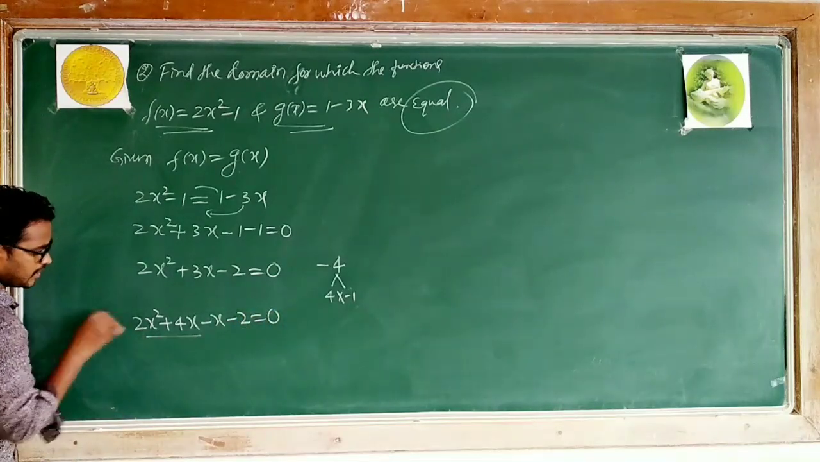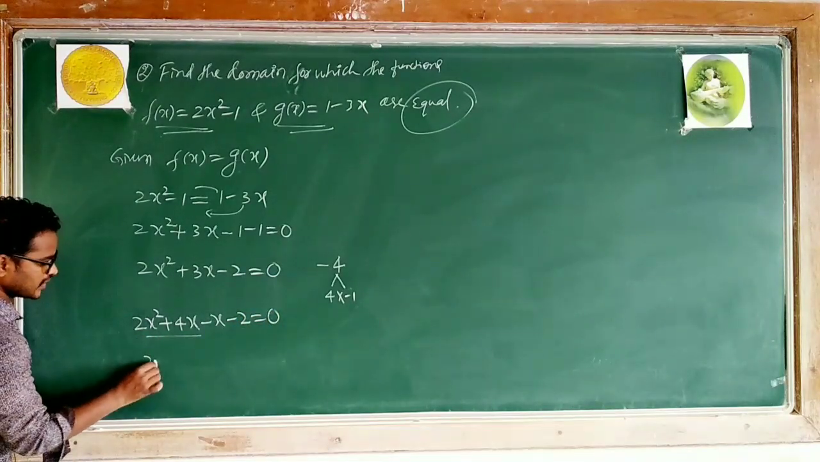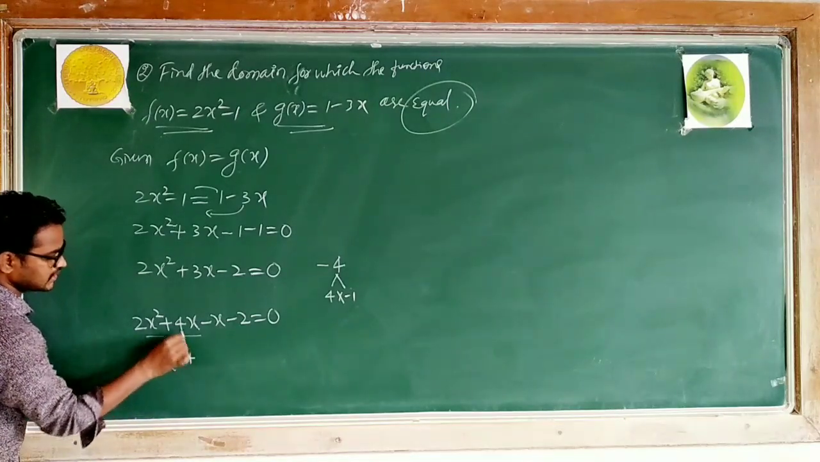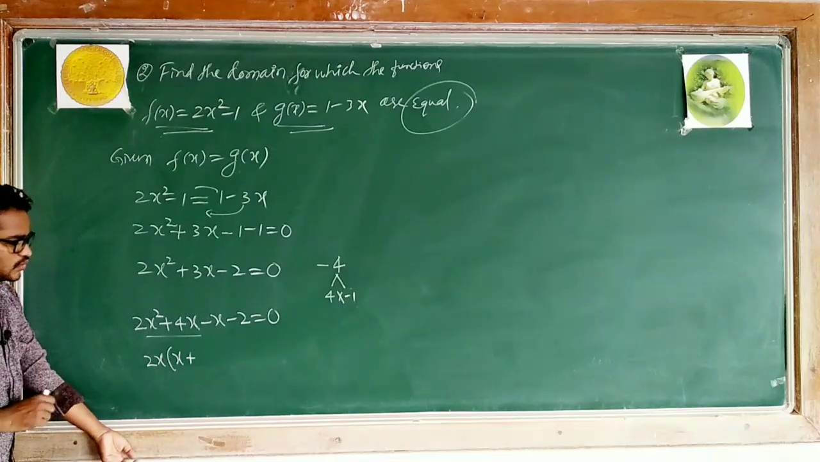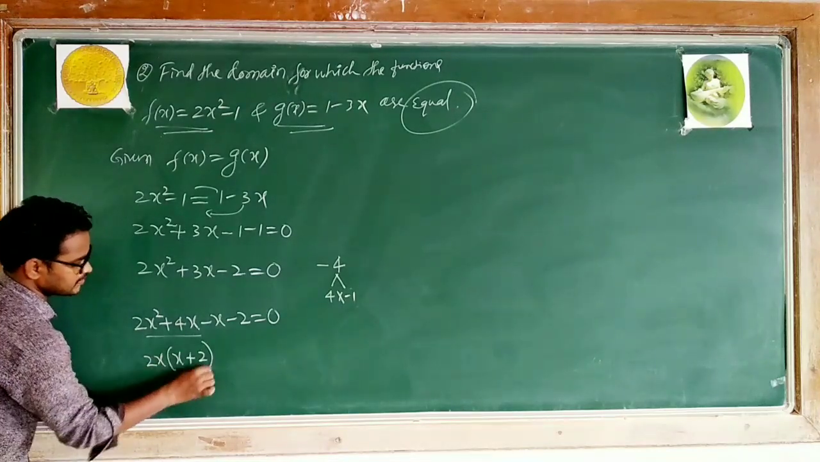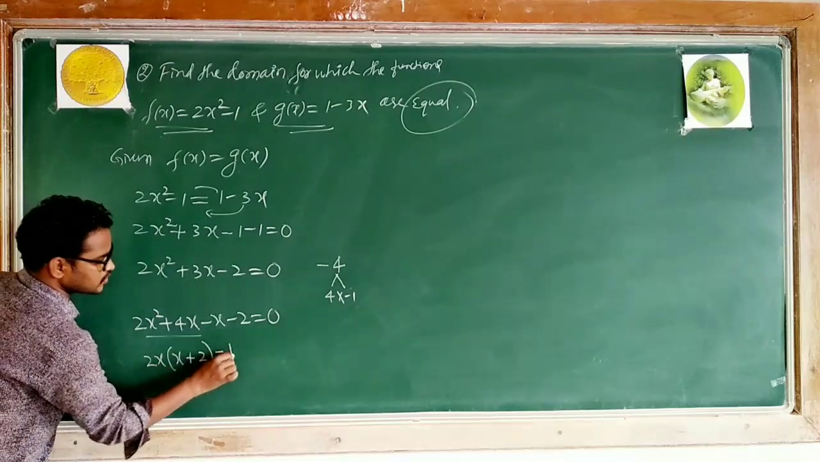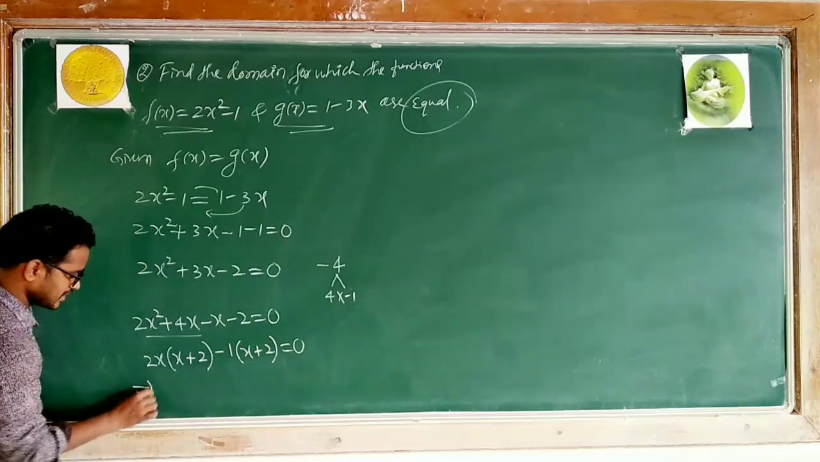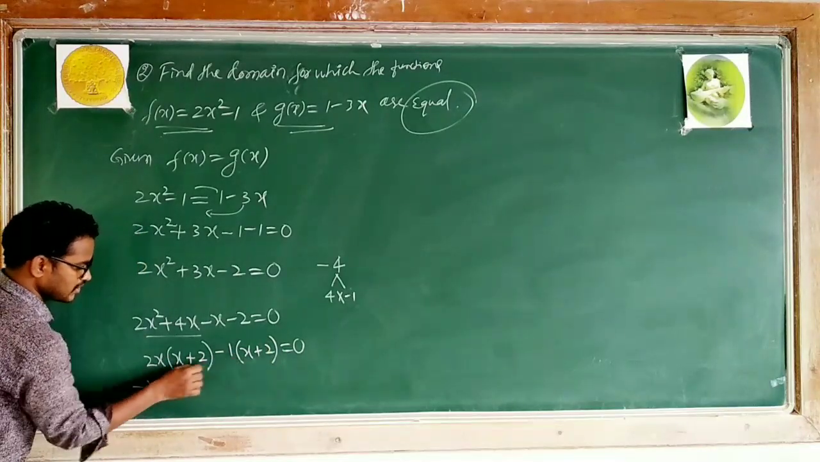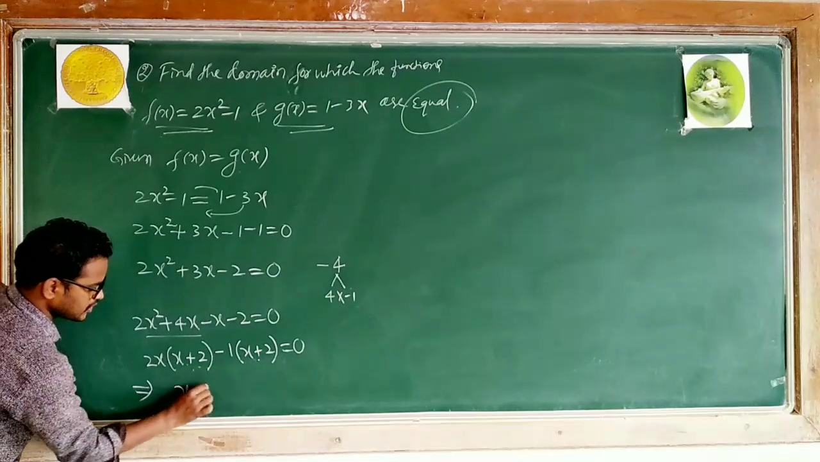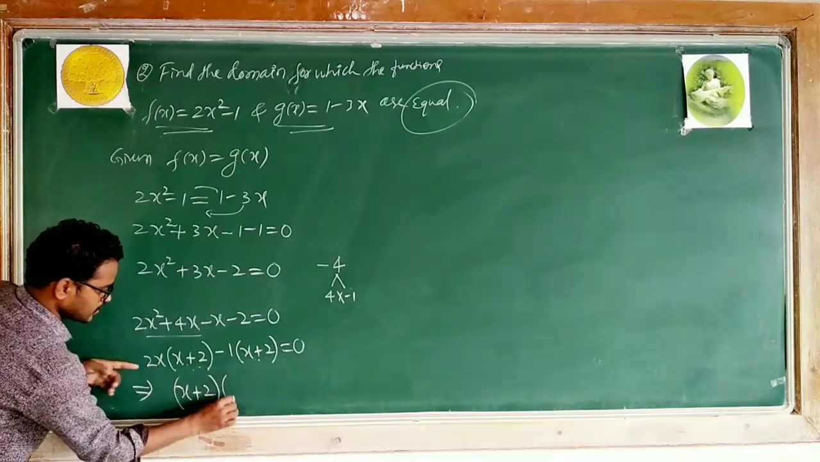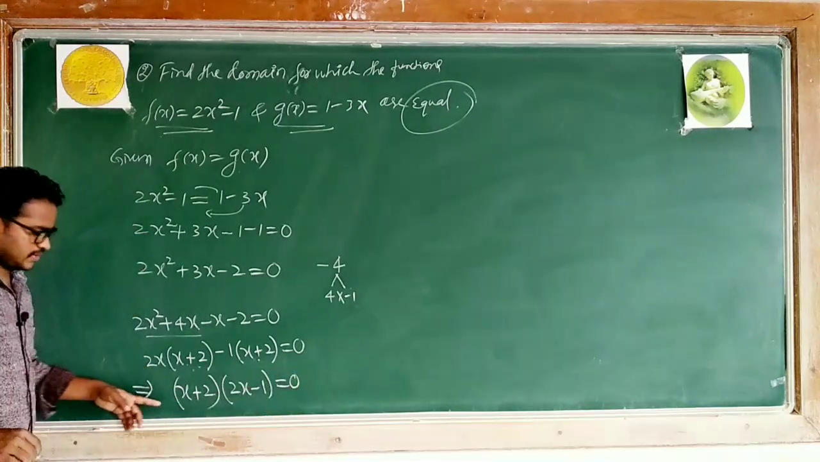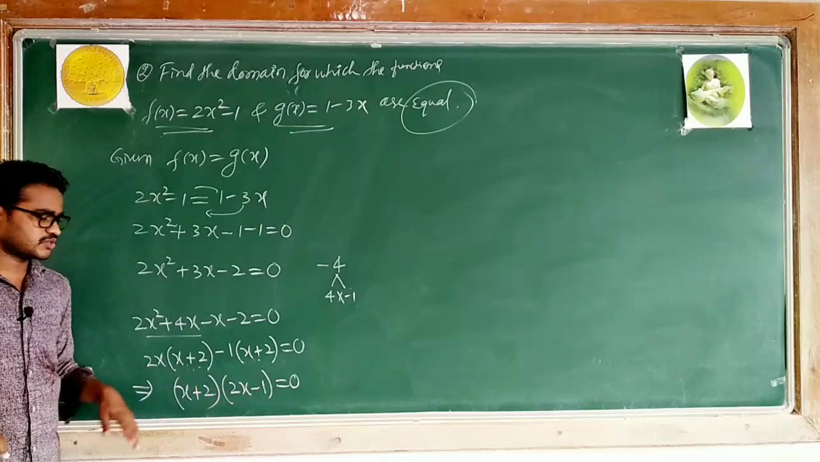What is the common in this? I can say that 2x is common. 2x goes, 1x remains plus. Here what goes? 2x means 2 goes, and I remains x plus 2. What is the common here? Minus 1 is common, and x plus 2 remains, is equal to 0. It implies that x plus 2 is common, and what remains is 2x minus 1 is equal to 0. So x plus 2, 2x minus 1 is equal to 0.